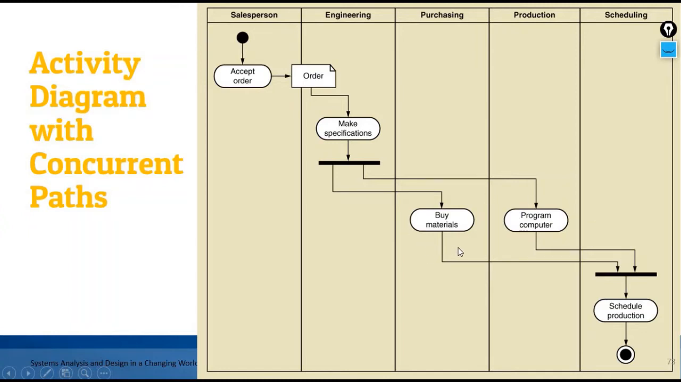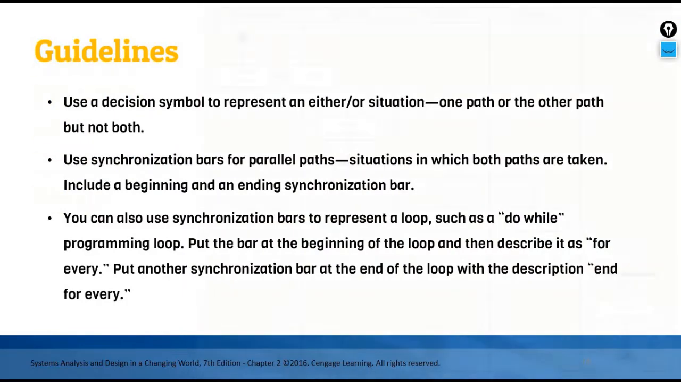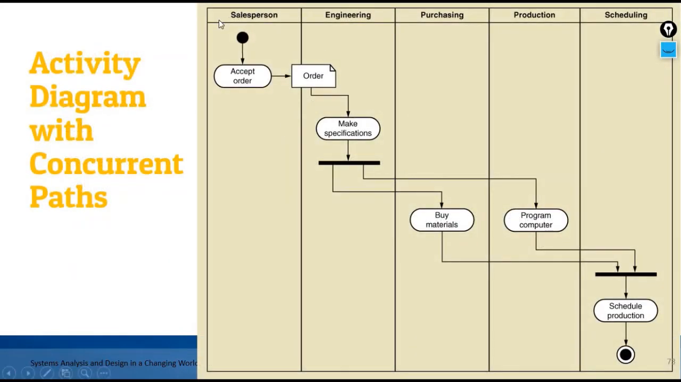Notice that one synchronization bar splits the path into two concurrent paths, and another synchronization bar reconnects them. And finally, scheduling puts the order on the production schedule. So creating activity diagrams to document workflows is straightforward. The first step is to identify the agents.